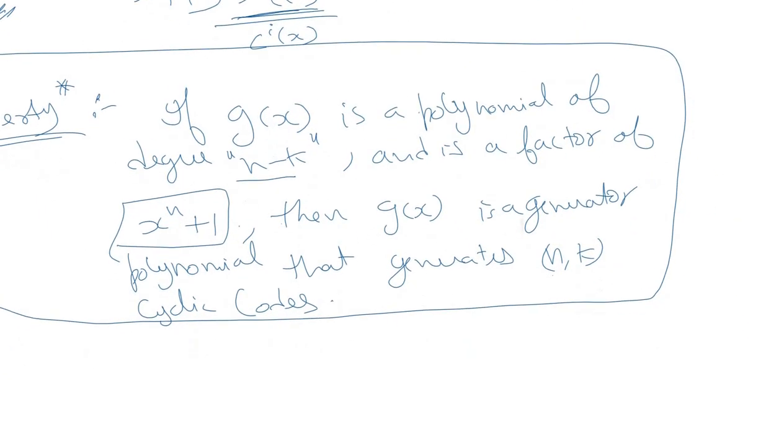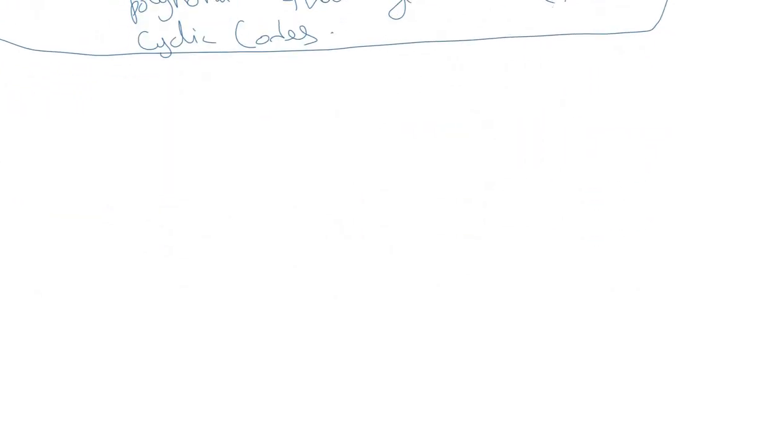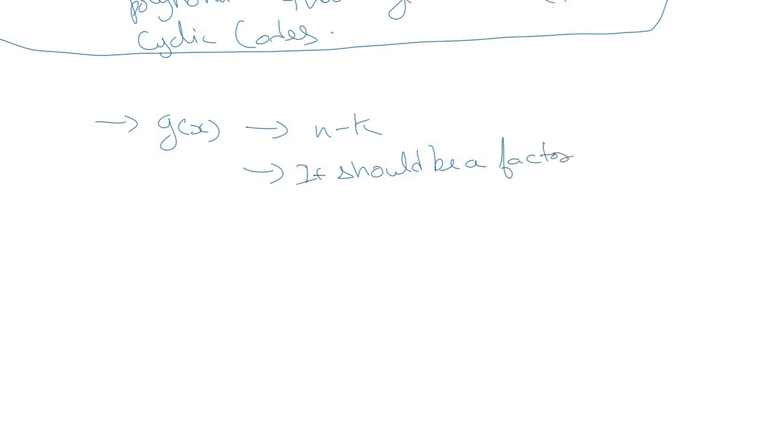Okay, so now we know that g of x, its degree should be n minus k, and it should be a factor of x raised to power n plus 1. Value of n over here is 7. So x raised to power 7 plus 1. If we factorize it, and we need to factorize it in the order of degree 3, because n minus k is equal to 3.